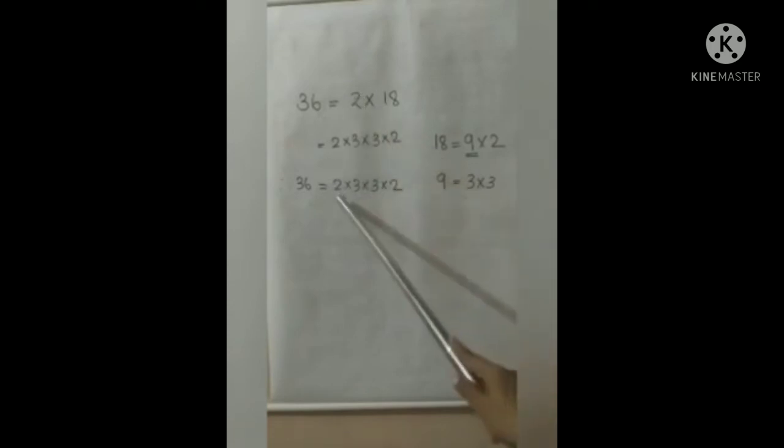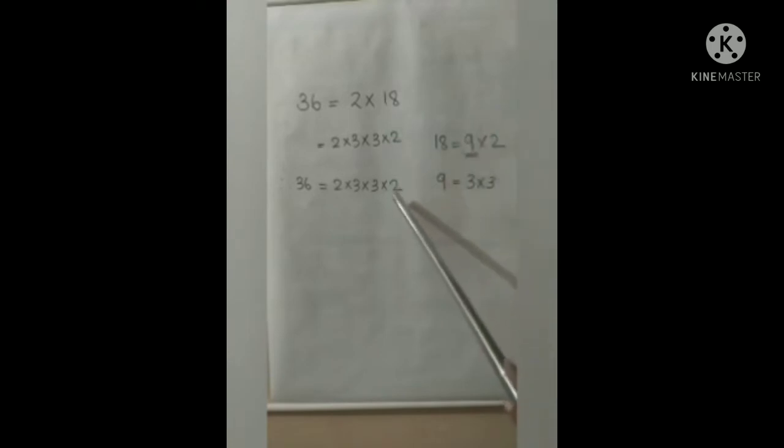So I factorized 36 as what? 2, this 2 you can write the same, then 3 into 3 instead of 9, then this 2, that is a prime here. So I wrote one prime factorization.